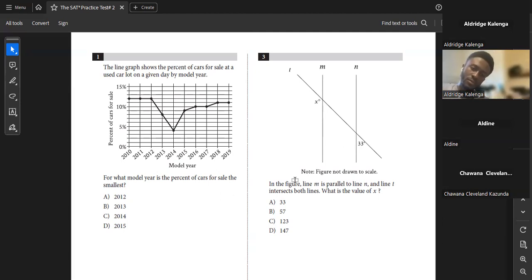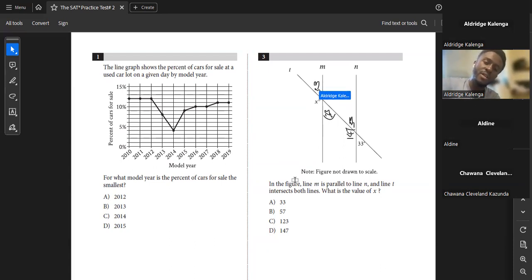What he forgot to mention is angle 33 is equal to the angle next to line X. So angle X is equal to the angle opposite angle 33. So we find the value of that angle, which is 147, which will be equal to the value of angle X. Okay, that is correct as well.